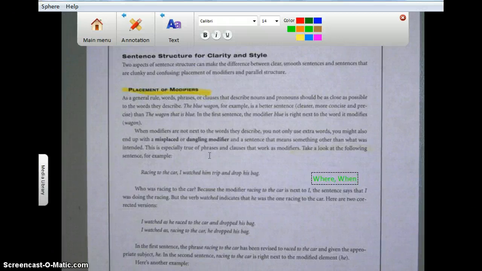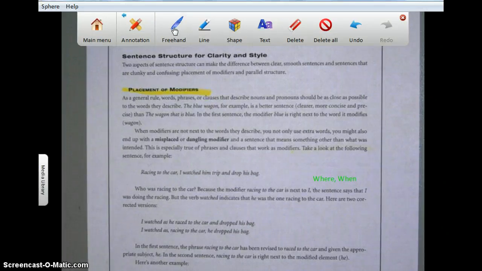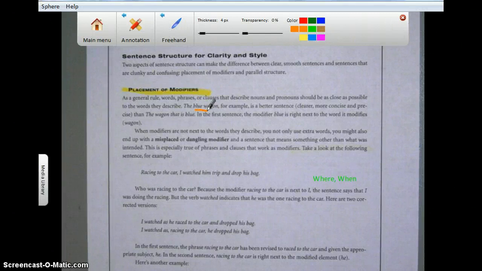So when you're given an adjective, you want to try and see what it is actually describing. So blue is describing wagon. The wagon that is blue is too wordy, you have too much stuff in the middle, and on the ACT, that's what you would want to take out. Just cross that stuff out.